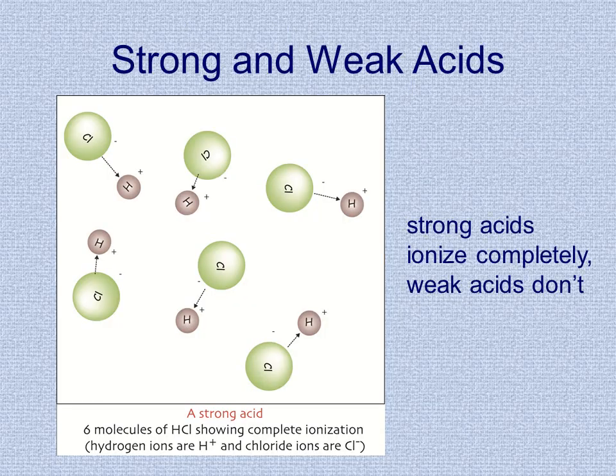Okay, now we talked about strong and weak acids. Strong acids ionize completely. Weak acids do not. Hydrogen chloride, HCl, is a strong acid. If we dissolve HCl in water, we get complete dissociation. We get all the hydrogens as hydrogen ions. We get all the chlorides as chloride ions. They are no longer hydrogen chloride molecules. They're a solution of hydrogen ions and chlorides.